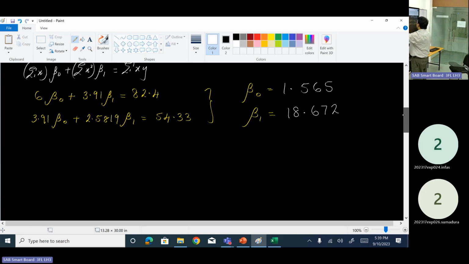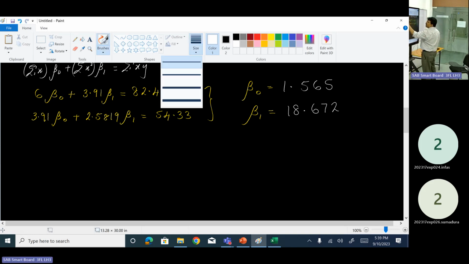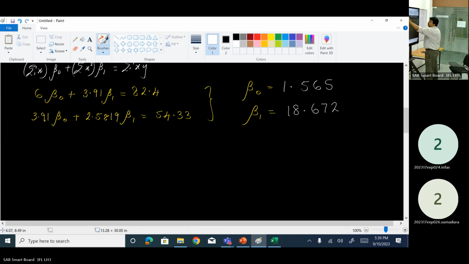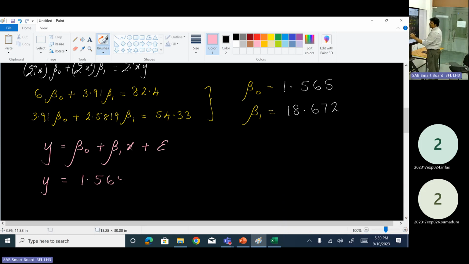now write down the model. So what is our model? Y equals beta naught plus beta 1 x plus the error term. So y equals beta naught, we have found 1.565, plus 18.672 times x plus the error term.